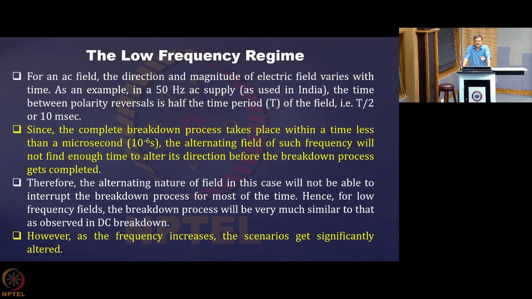In a 50 hertz AC supply, which is what we have in India, the time between polarity reversal is half the time period, so it is around 10 milliseconds. So it is 50 hertz, so T by 2. So you get this. Now, the complete breakdown process takes place within a time less than a microsecond. So polarity reversal is occurring at a much higher time scale.